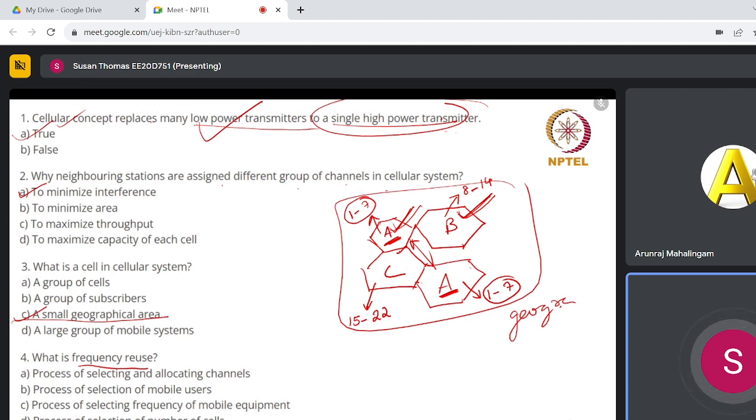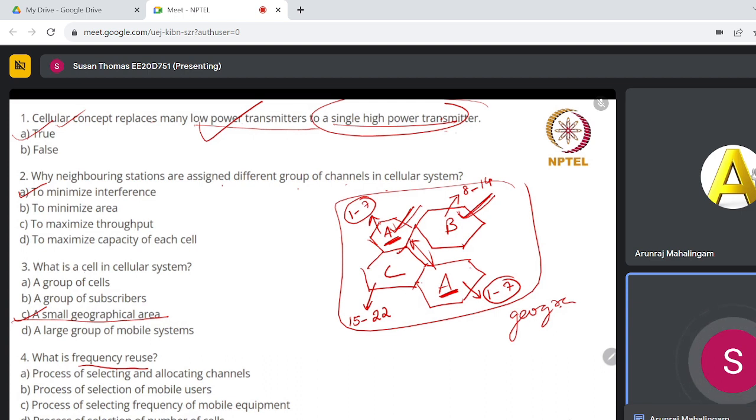So what do you mean by frequency reuse? I'll tell you once again. It is the process of using the same radio channels or radio frequencies in two different sites within a large geographical area. These sites will be separated by a particular distance so that there will be minimum interference.